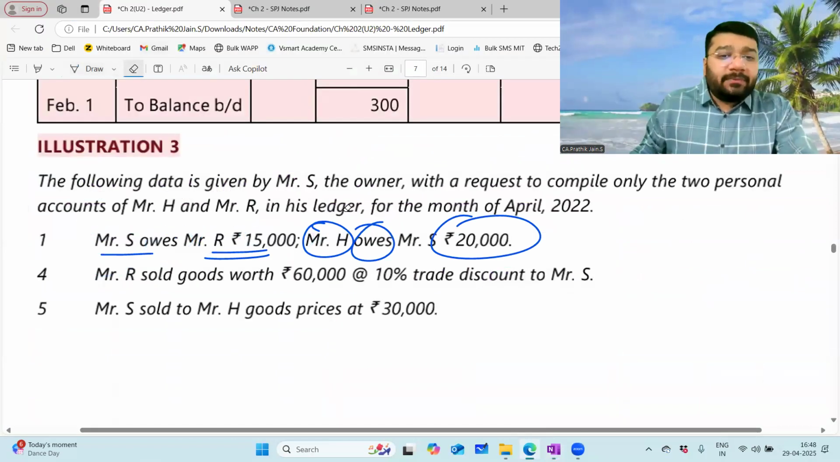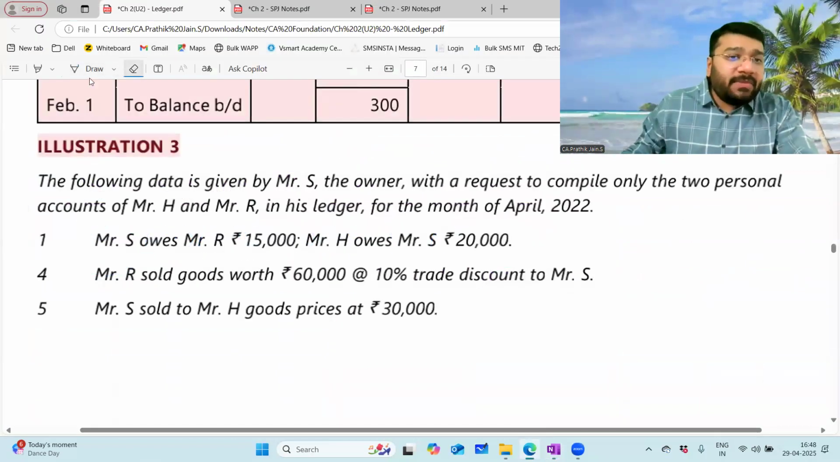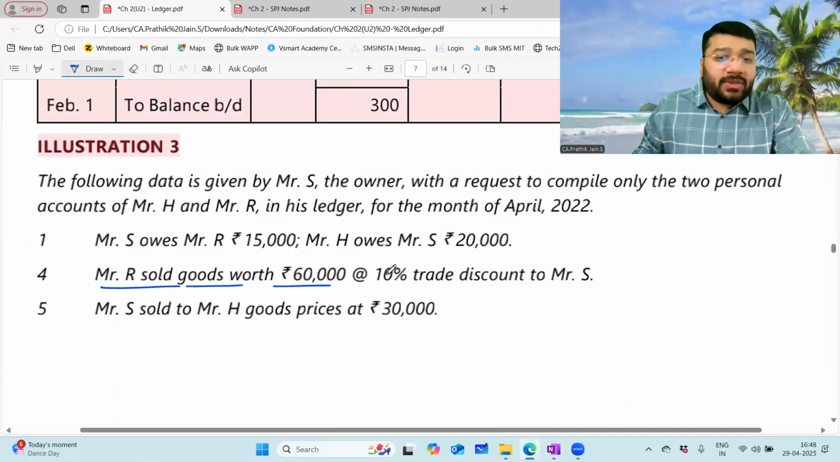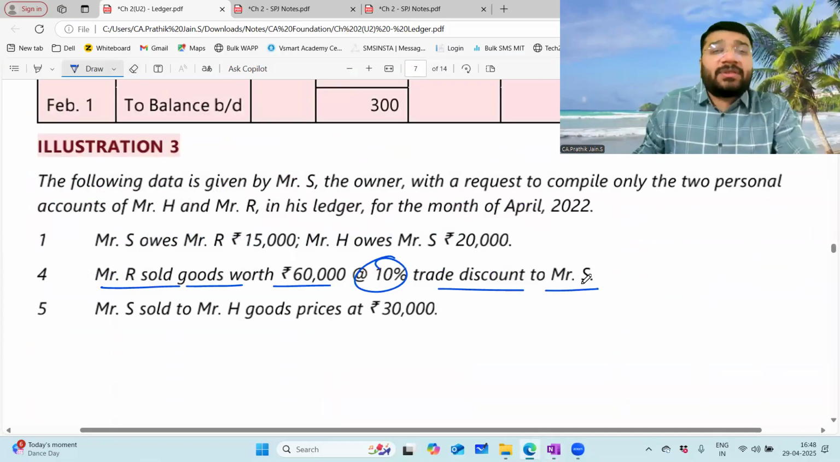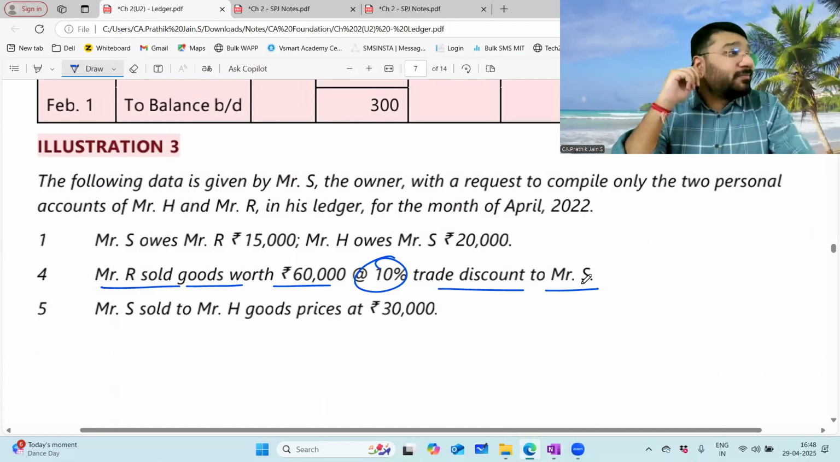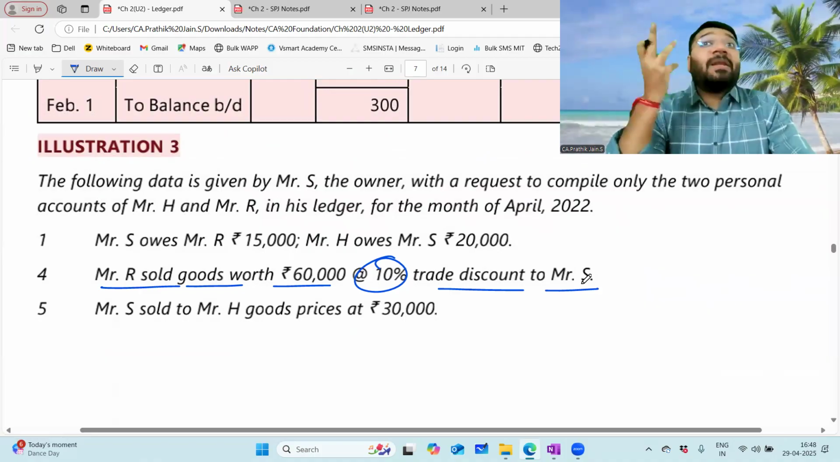Now on 4th April, what is happening? Sir, Mr. R sold goods worth 60,000 at 10% trade discount to Mr. S. Where is the concept of trade discount? In your so-called journal, unit 1. Was there? Journal was there. Explanation was there.